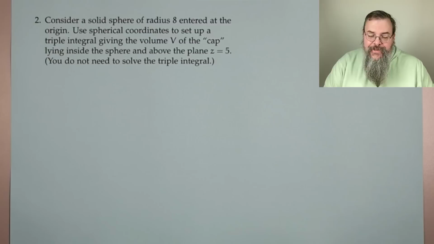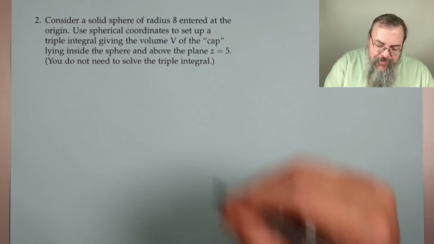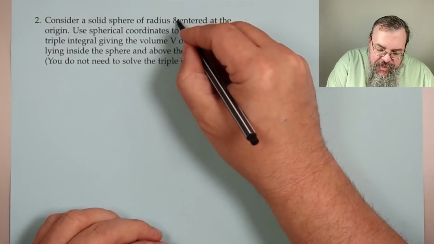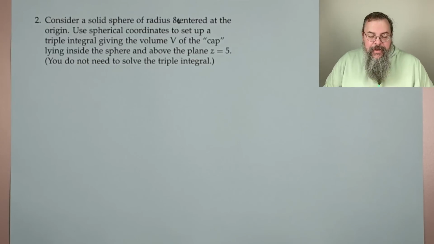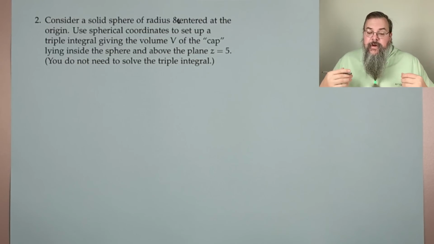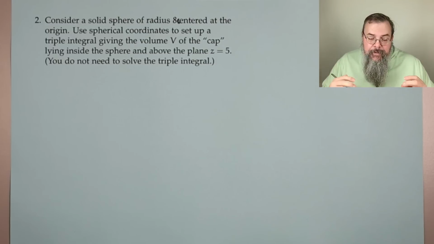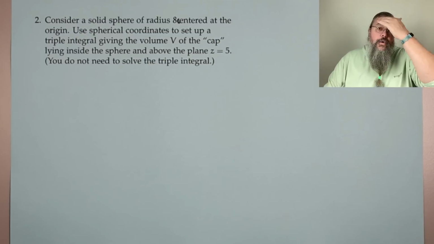Consider a solid sphere of radius 8 centered at the origin. You know, I bet you that's a typo, so we're going to put centered. There we go. Centered at the origin. Use spherical coordinates to set up a triple integral giving the volume V of the cap, lying inside the sphere and above the plane z equals 5. You do not need to solve the triple integral.